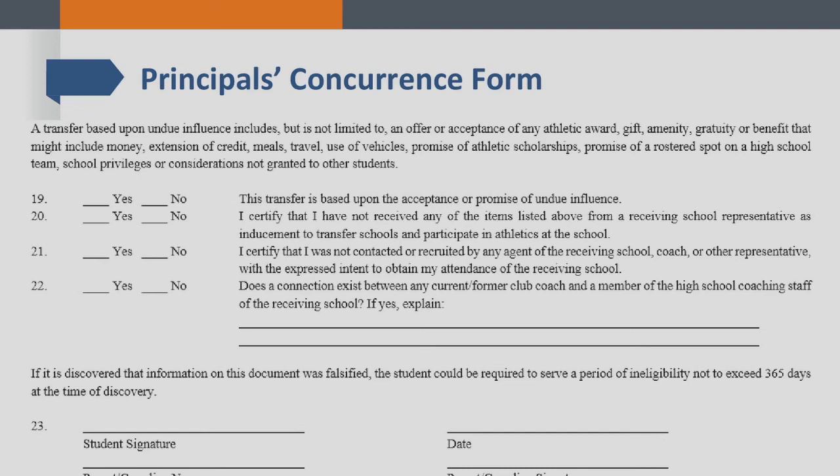So if they have not received any of those, then that should be marked yes. And the same is true for number 21. They're certifying that the student has not been contacted or recruited by any agent of the school, coach, or representative. Again, it's critical to make the point that they're answering that they have not received, and have not been contacted or recruited by, an agent of another school. The student and the parent or guardian representing the student are asked to sign and date this document of completion.